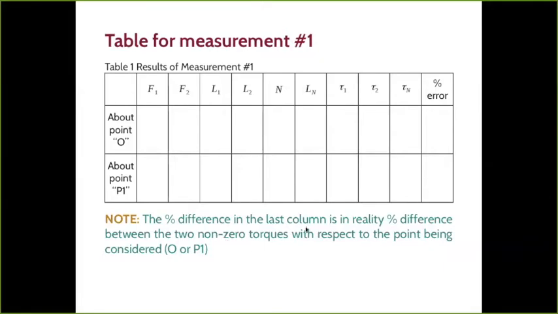What you do is you find out that out of the three torques in each of these rows, one for O and one for P1, one will be zero and two will be non-zero. So you take the two non-zero torques and use these two to find the percent error, similar to the method you used in experiment number 6 for finding percent difference. So your percent error is simply the percent difference using the non-zero torques out of the three in each of the two points of reference cases.